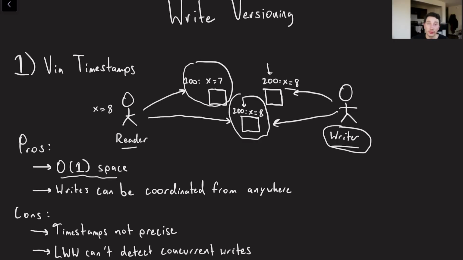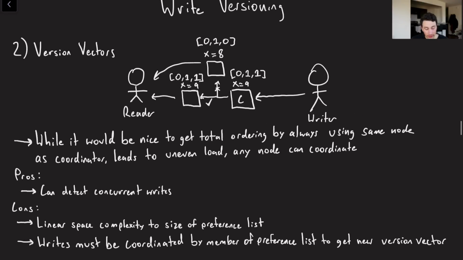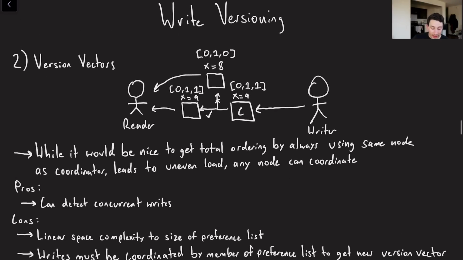At the same time, timestamps are, first of all, not precise because all of these servers can have clock drift relative to one another. And secondly, if we were to have two concurrent writes at the same time, last write wins is not able to detect them. So that is going to be a little bit of a problem as well, depending on your use case. So let's talk about write versioning now with version vectors.